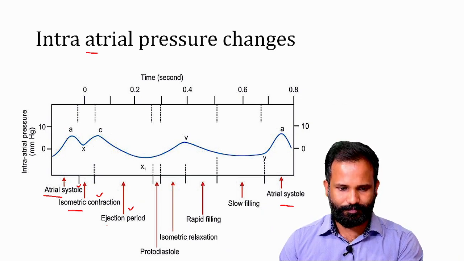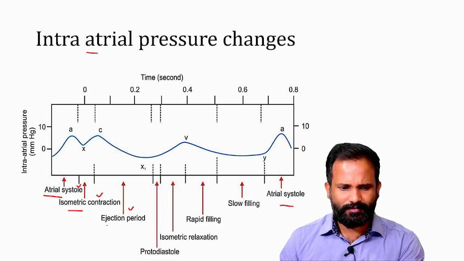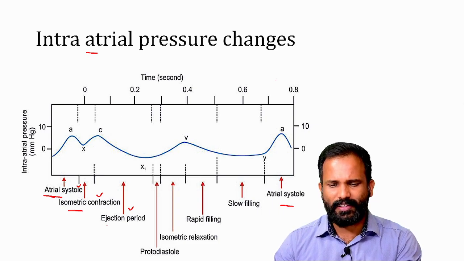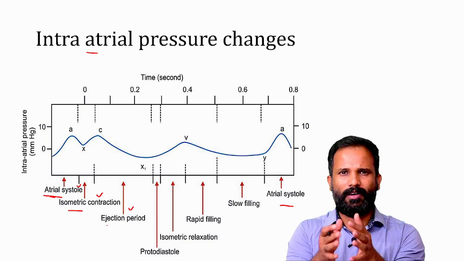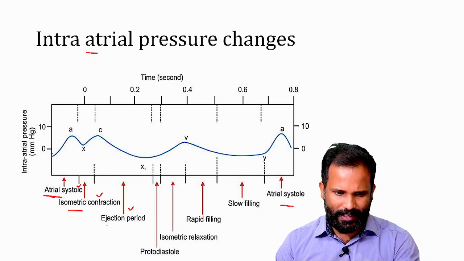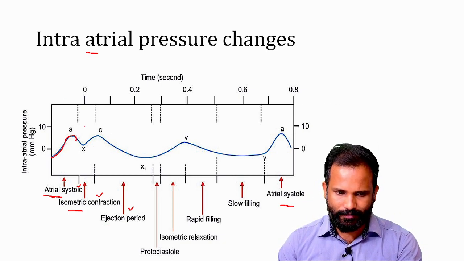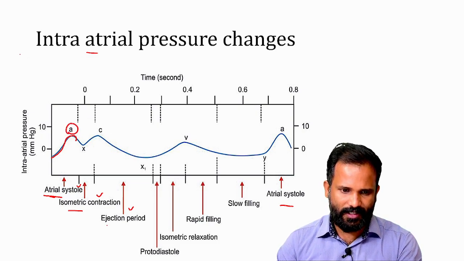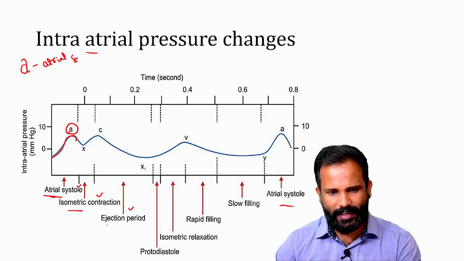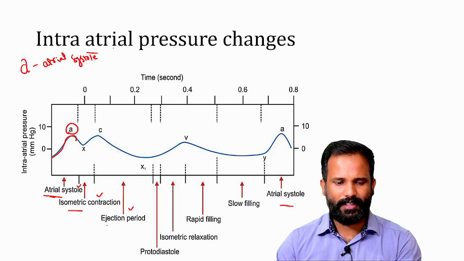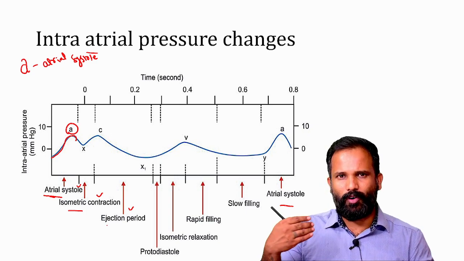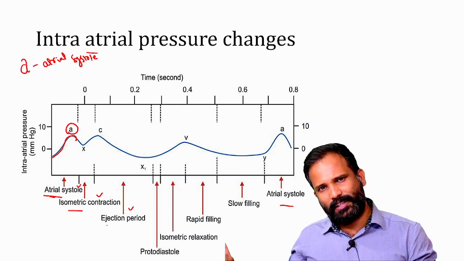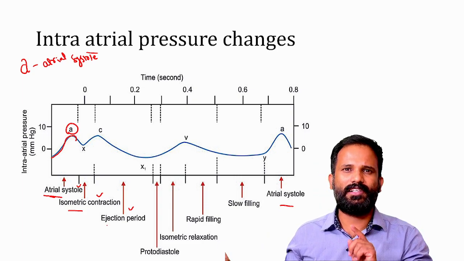Okay, now whenever the atria contracts, definitely if a chamber is contracting, pressure increases. So we'll get a wave called the A wave, and this A is for atrial contraction or atrial systole. Now after the atrial systole, the following event is atrial diastole. Similarly, the following event in the ventricle is ventricular systole.